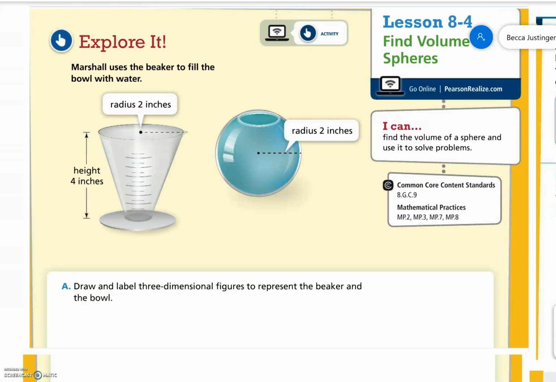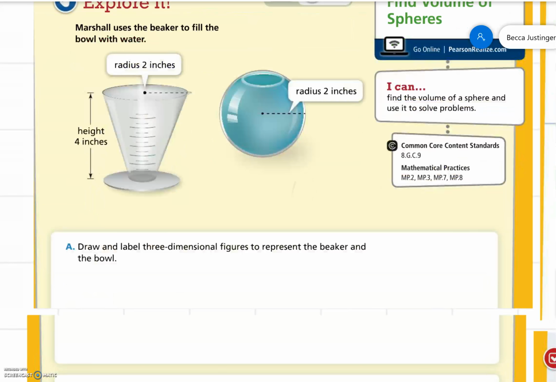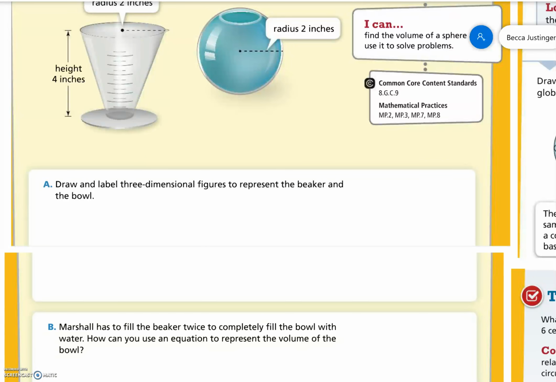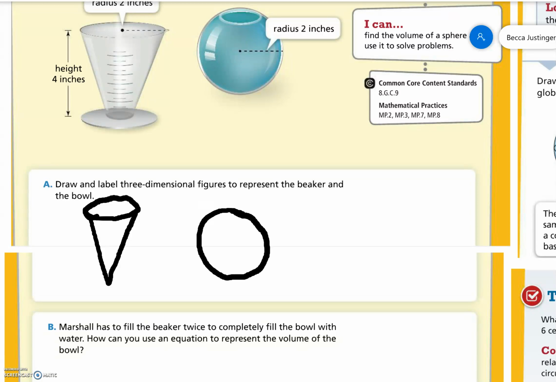Marshall uses the beaker to fill the bowl with water. The height is 4 inches and the radius is 2 inches. And then there's the water ball that is a radius of 2 inches. Draw and label three-dimensional figures to represent the beaker and the bowl. Well, the beaker is like a cone, and the bowl is a sphere. So we have a cone, and we have a sphere.